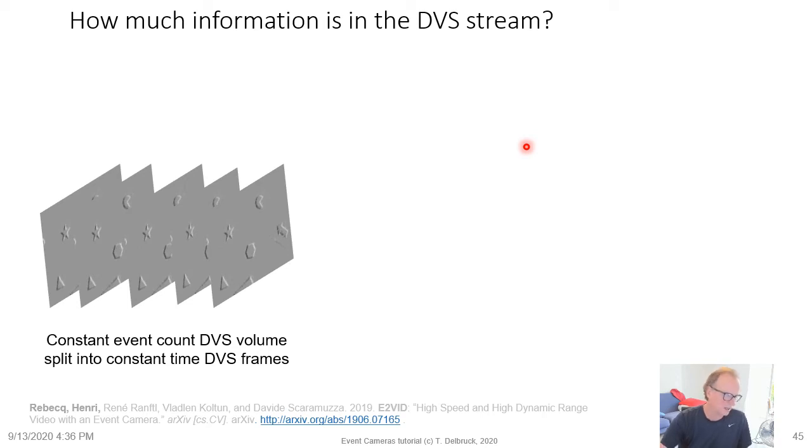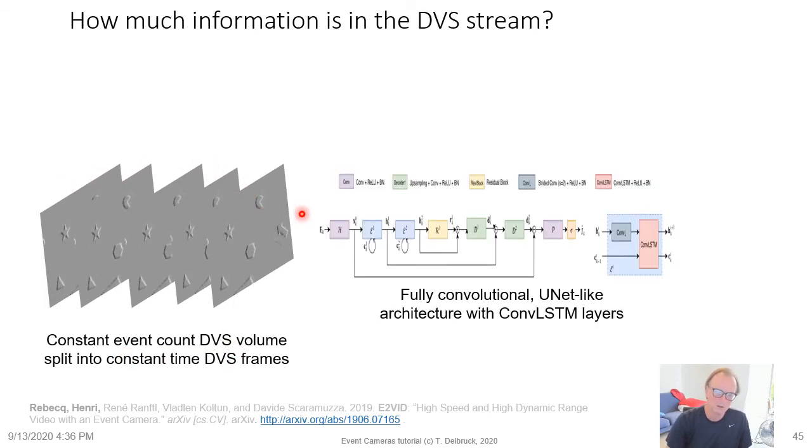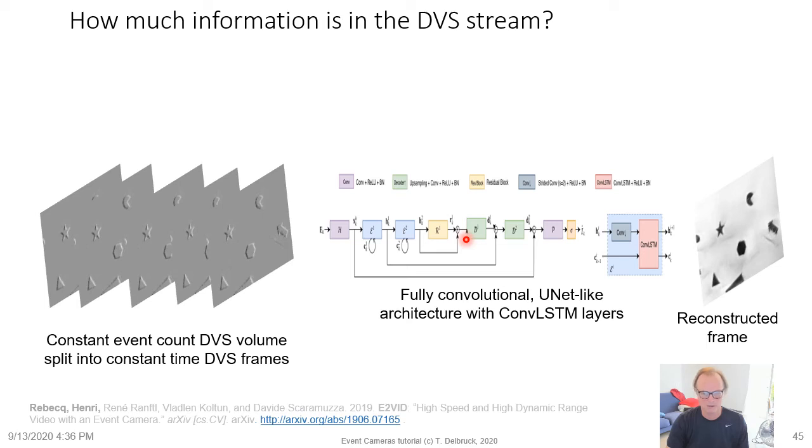You take, like I say, this event voxel volume. You take a constant event count DVS volume split into constant time DVS frames and use those as input channels to a fully convolutional UNet-like architecture with conv LSTM layers. These conv LSTM layers can have a memory in between frames, so they can remember stuff. And then the output of this whole thing is just standard video frames, okay?